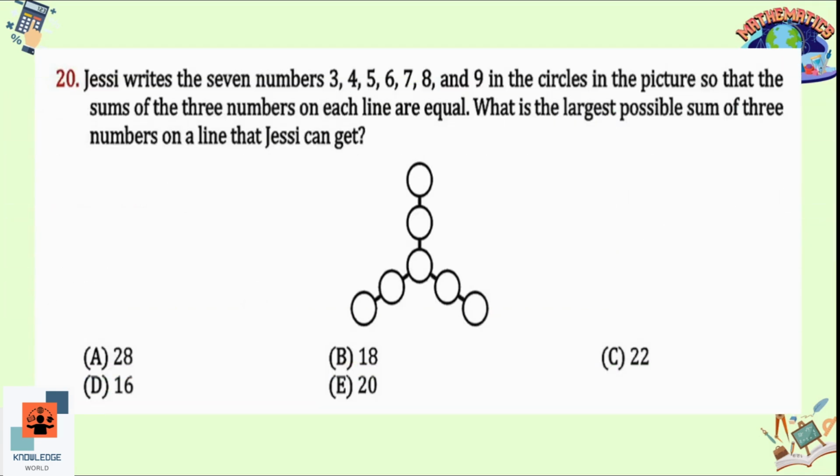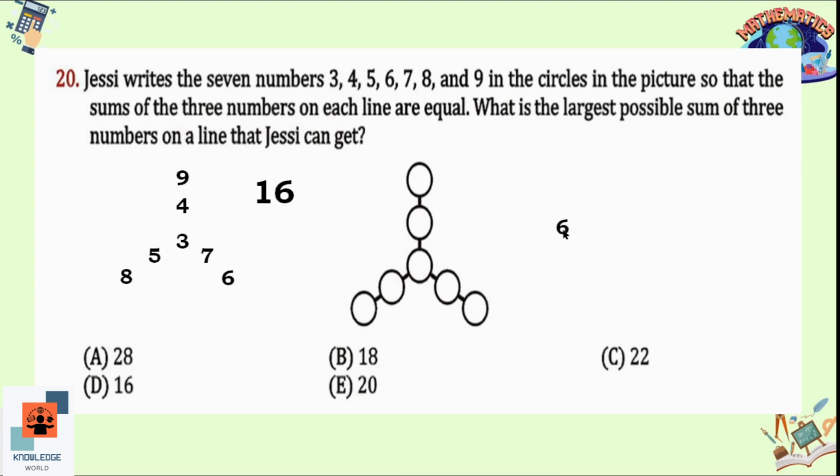Question number 20. Jessie writes the 7 numbers 3, 4, 5, 6, 7, 8 and 9 in the circles in the picture so that the sums of the 3 numbers on each line are equal. What is the largest possible sum of the 3 numbers on the line that Jessie can get? So if we write 3 in the center and 4 and 9 in the upper circles, the total is equal to 16. If we try 5 and 8 on the left side and 7 and 6 on the right side, the sum of all three numbers is 16.